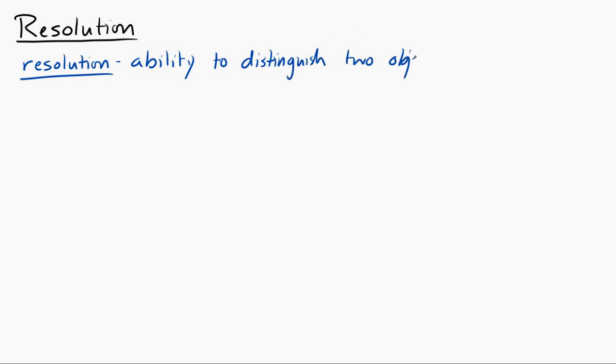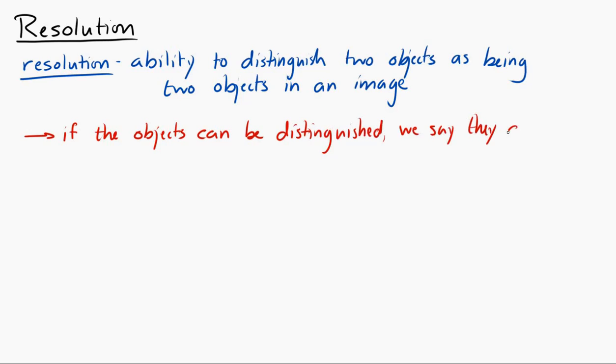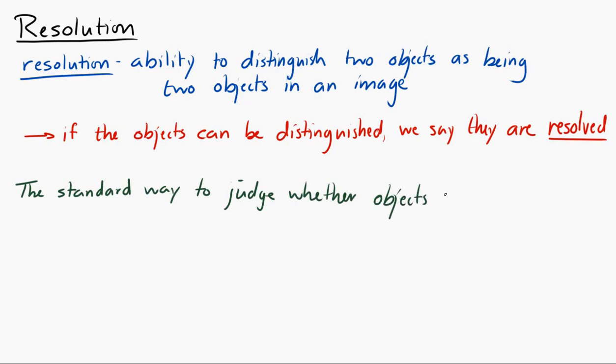Let's take a look at resolution. Resolution in physics refers to the ability to distinguish two objects as being two distinct objects in an image. Another piece of vocabulary: if the objects can be distinguished, we say that they are resolved. Now, we have a standard way to judge whether or not objects are resolved, and you can imagine that if we didn't have a standard way, two people might disagree on whether or not the objects are resolved.